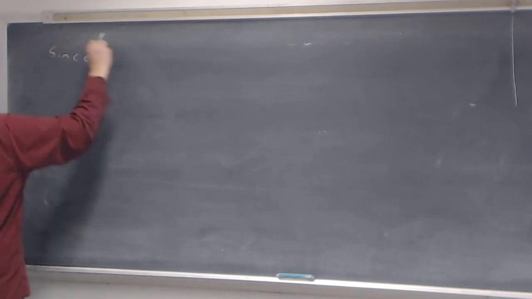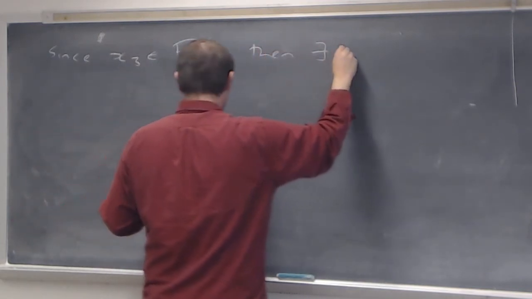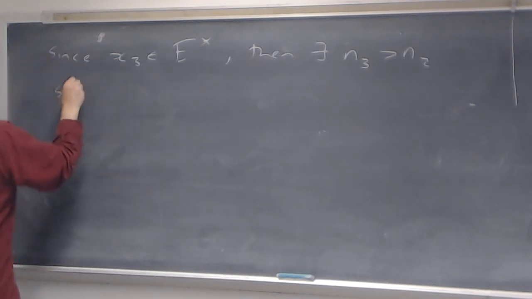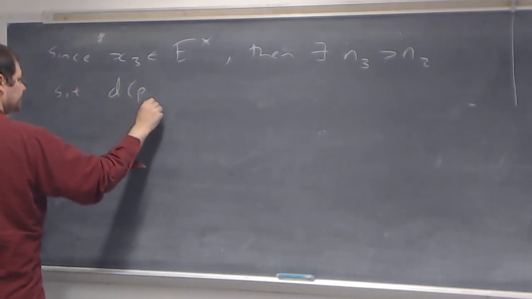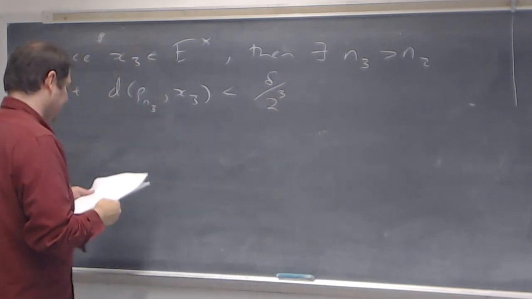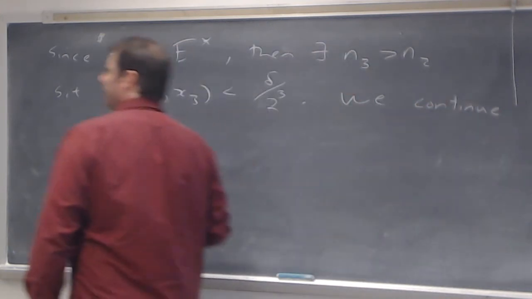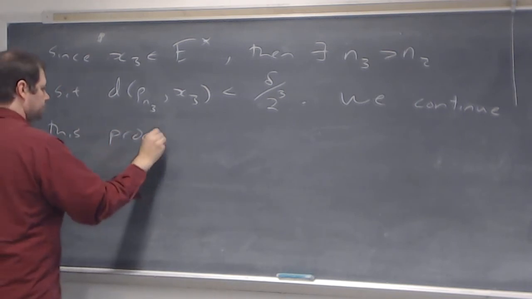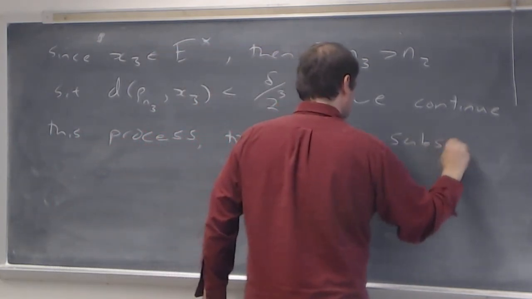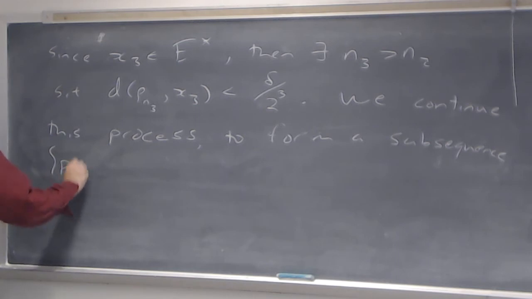So similarly, since x sub 3 is an element of E star, there's going to exist some natural number n sub 3, bigger than n sub 2, such that the distance from p sub n sub 3 to x sub 3 will be less than delta over 2 raised to the third. What we do is we continue this process to form a subsequence.